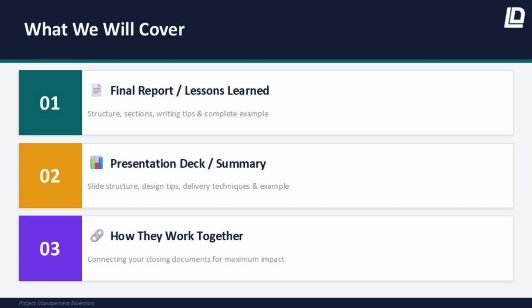Here is our roadmap for today. We will begin with the final report, where we will understand its purpose, structure, and how to write meaningful lessons learned. Then, we will move to the presentation deck, focusing on how to summarize your work visually and present it effectively. Finally, we will connect both outputs and ensure that you are ready for submission with a complete checklist and key takeaways.